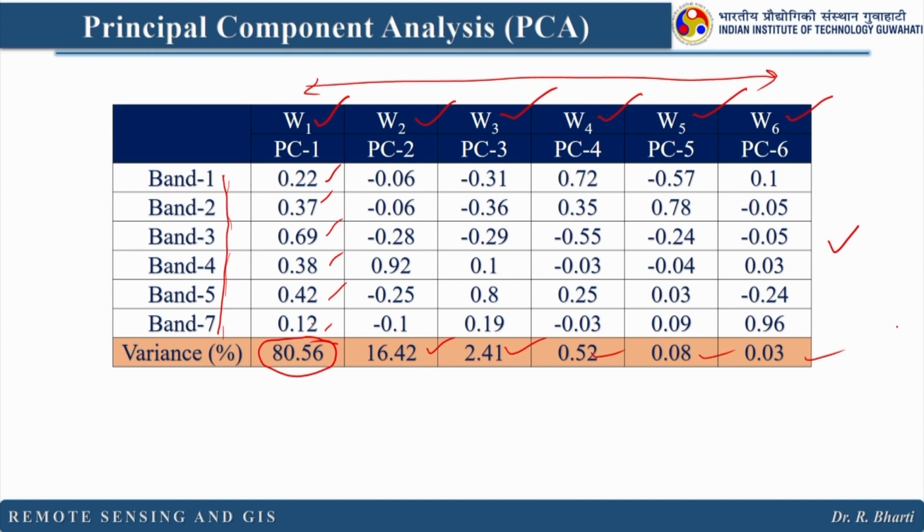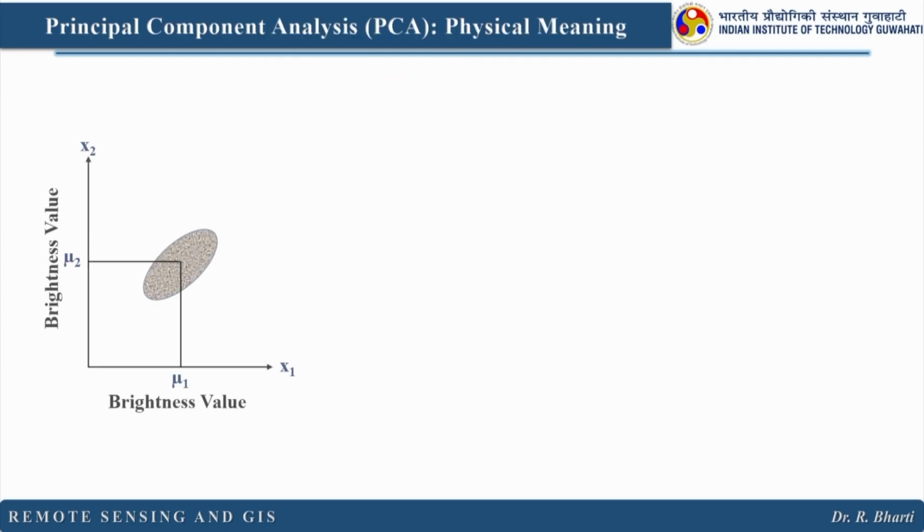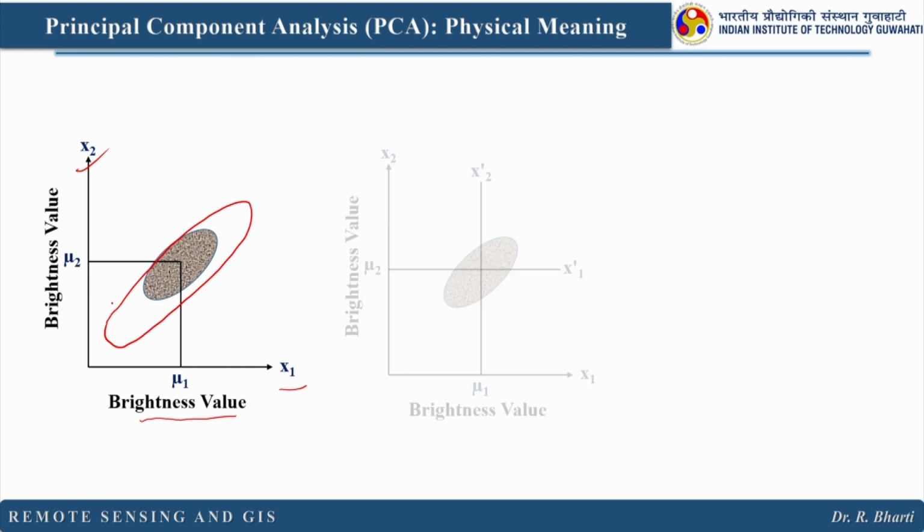But in case you want to apply truncated WR, then out of 6, you can have only 2 or 3 principal components in your output, right. So you have seen how it works, right. But what is the physical meaning? That you need to understand very carefully. So let us see, you have a brightness value of x1 and x2, right, and if you plot it, it gives you a very good correlation, right.